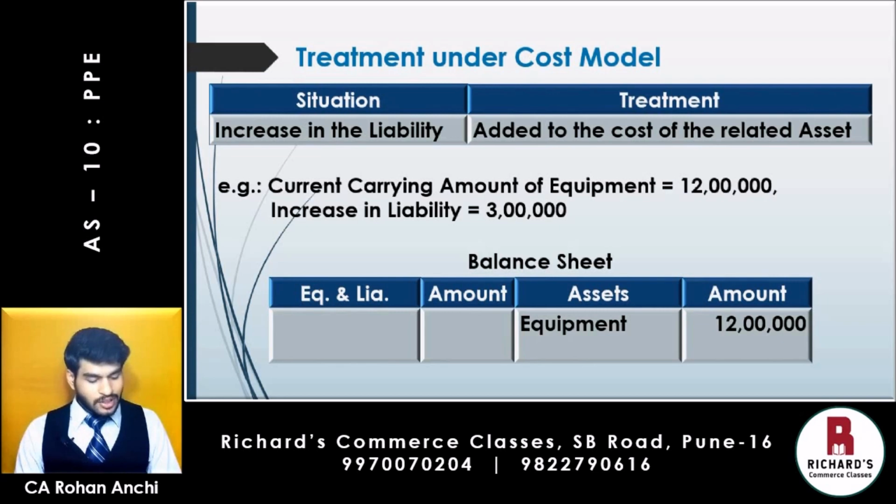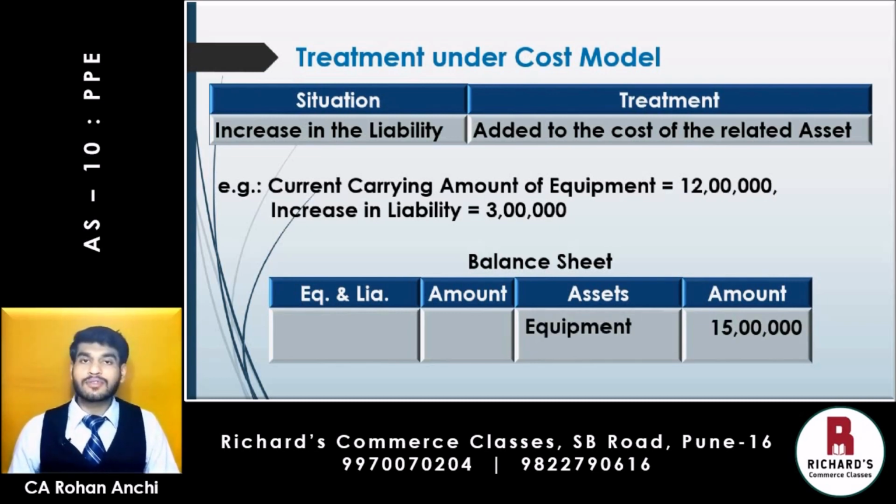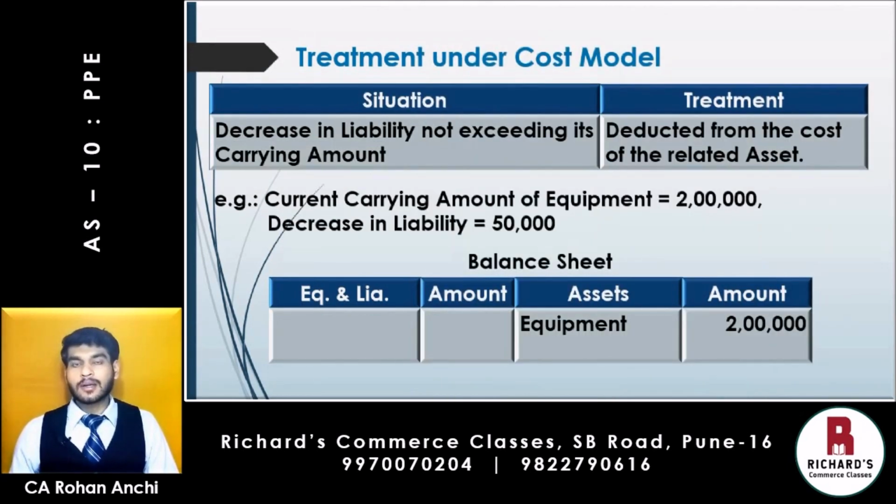Now here in the current situation, you have carrying amount of the equipment as 12 lakh rupees and there is an increase in liability to the extent of 3 lakh rupees. Then the accounting to be done is increase the cost of the asset by increase in liability, and that is 3 lakh rupees. So the new carrying amount of the asset will be 12 lakhs plus 3 lakhs, and that is 15 lakh rupees. Then decrease in liability but not exceeding its carrying amount. Then the treatment is deducted from the cost of the related asset.